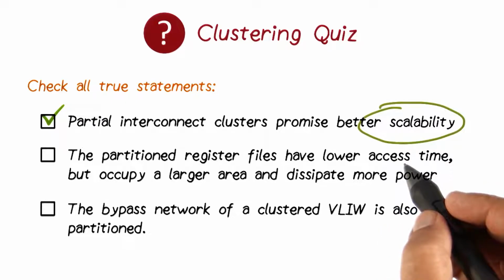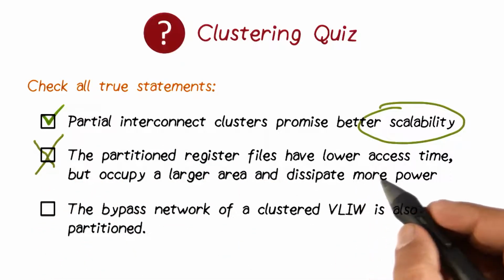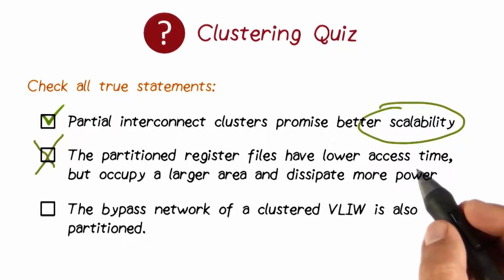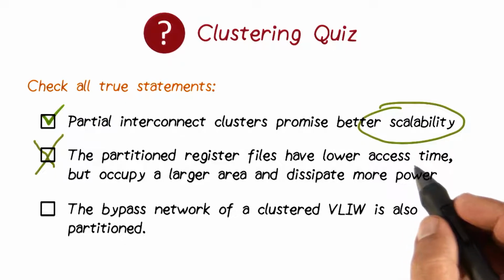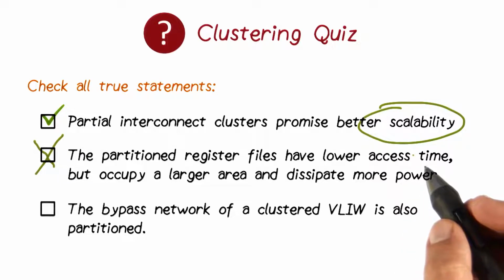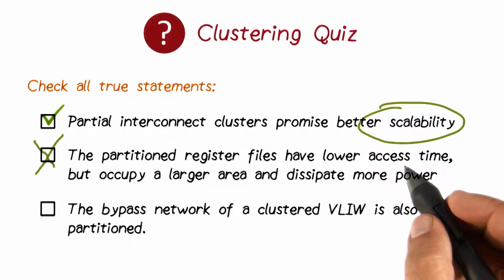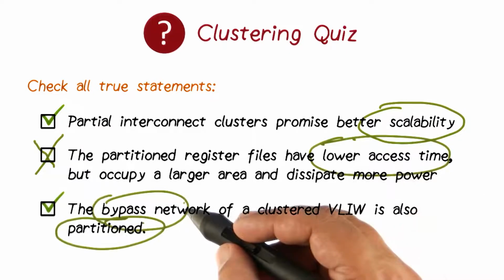The second statement is that the partitioned register files have lower access time but occupy a larger area and dissipate more power. This statement is false. The partitioned register files have, in fact, a better area requirement and dissipate less power because they have fewer ports and so on. The length of the data path from a register file to a function unit in partitioned register files is also smaller, and therefore they have better latency or lower access time in fact. How about the last sentence?